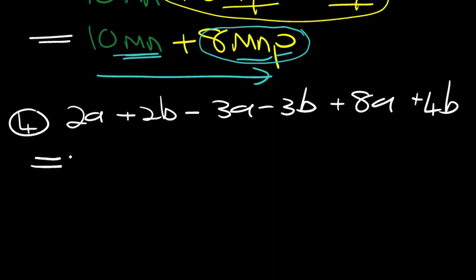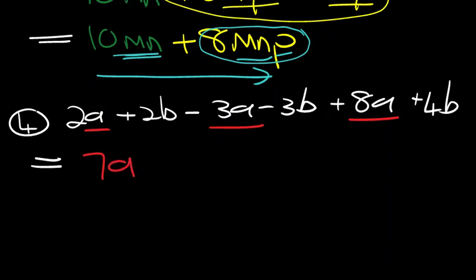This is the last question. Okay, let's add all the like terms. We have an a there, and an a there. So you have 2a minus 3a plus 8a. So it's 2 plus minus 3 is minus 1, plus 8 is 7, 7a.